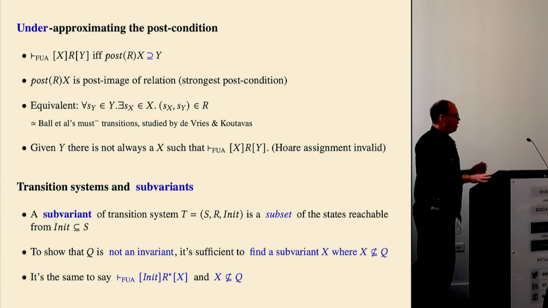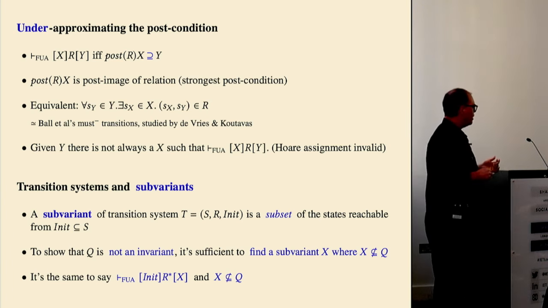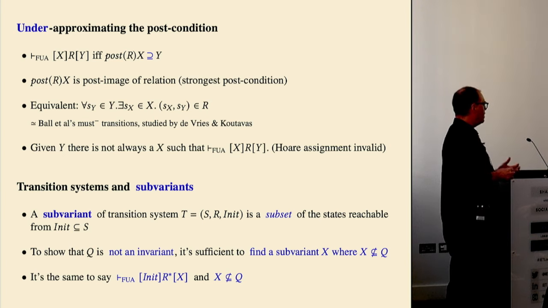for that reason. So instead of invariants, let's say that a subvariant is a subset of the states reachable at every program point. Then to show that Q is not an invariant, to show that it's incorrect, it's sufficient to find a subvariant which shows that it's incorrect. It's like the testing idea. We find a way to just show that it's incorrect. And it's the same to say something with the under-approximate triple. So these blue bits are what's different from the beautiful bit in the previous slides. The subvariant gives us a way to disprove, where the invariant gives us a way to prove.